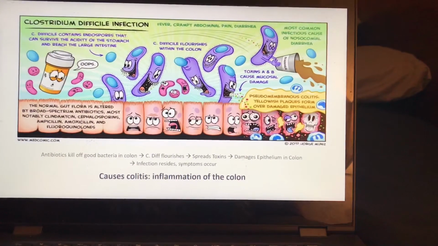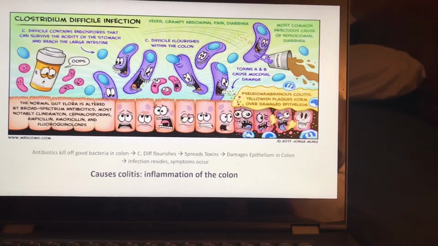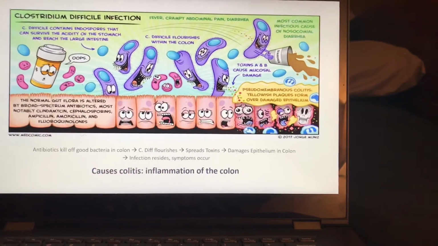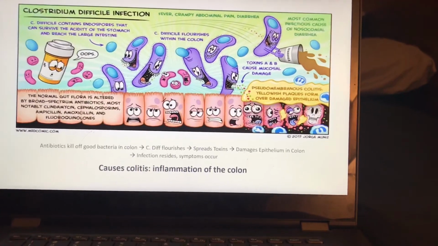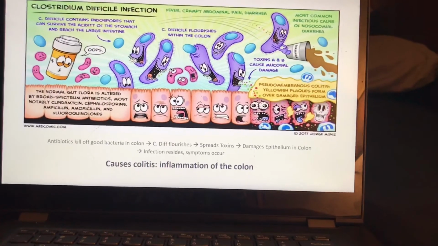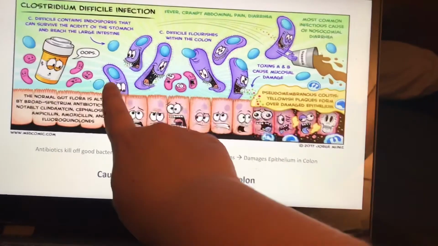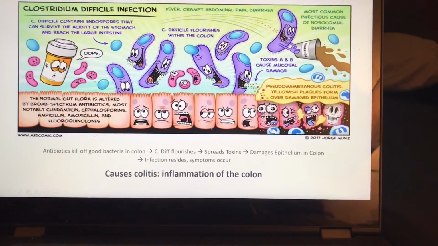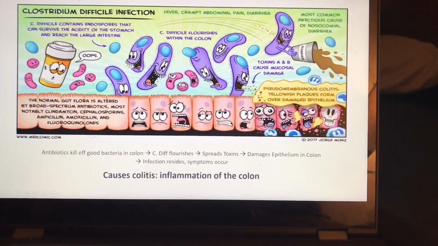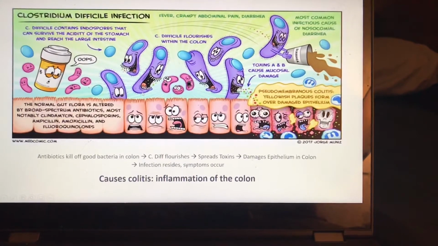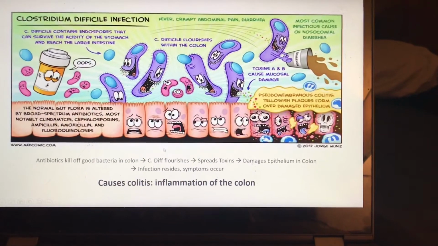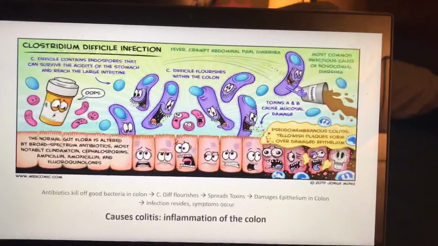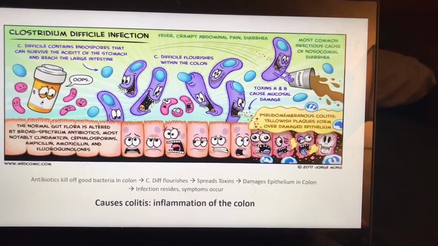They call that pseudomembranous colitis, which causes the yellowish plaque to form over damaged epithelium and causes inflammation, which they call colitis. But yeah, so these guys right here, these blue guys, are the endospores. The endospores allow the C. diff to get through the stomach and through the small intestine and into the large intestine and colon, just because they are very resistant to the acidic stomach.